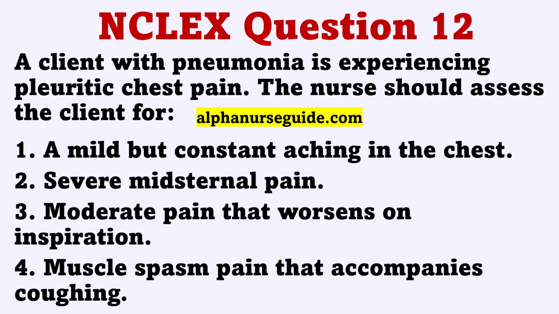The correct answer is 3. Chest pain in pneumonia is generally caused by friction between the pleural layers. It is more severe on inspiration than on expiration, secondary to chest wall movement. Pleuritic chest pain is usually described as sharp, not mild or aching. Pleuritic chest pain is not localized to the sternum, and it is not the result of a muscle spasm.